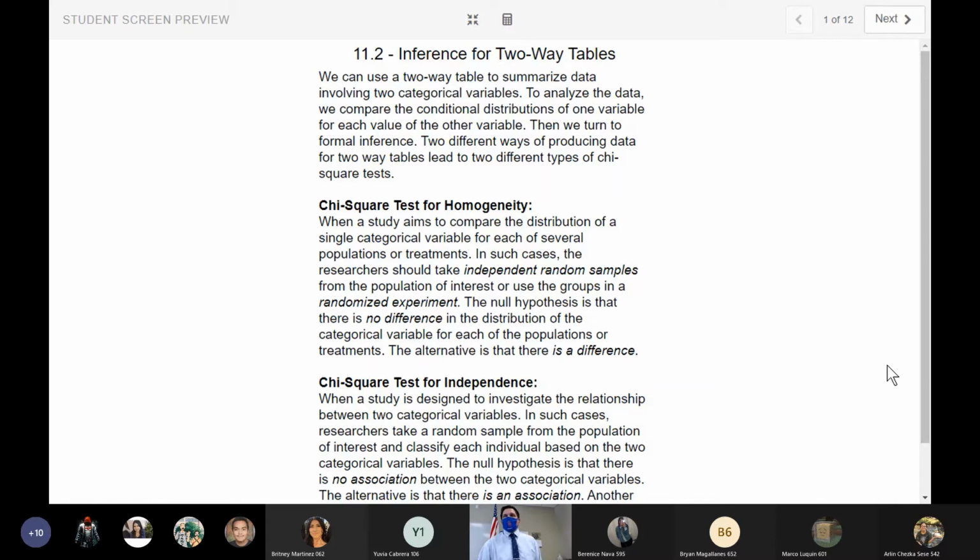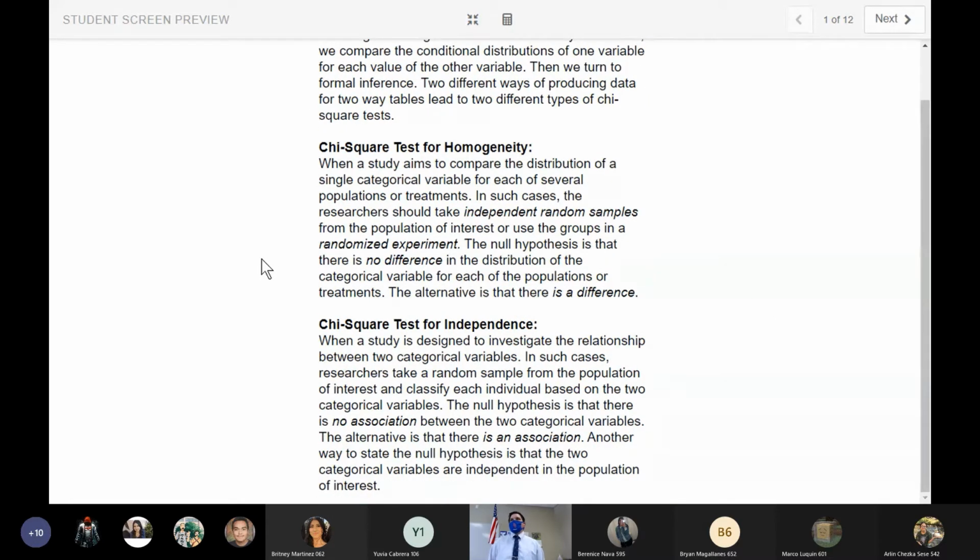First we have our chi-square test for homogeneity. This is when a study aims to compare the distribution of a single categorical variable for each of several populations or treatments. In such cases, the researchers should take independent random samples from the population of interest or use the groups in a randomized experiment. The null hypothesis is that there is no difference in the distribution of the categorical variable for each of the populations or treatments. The alternative is that there is a difference.